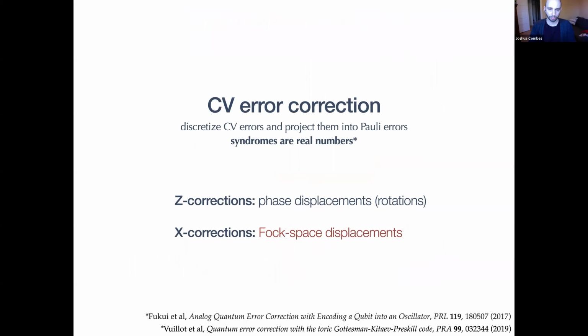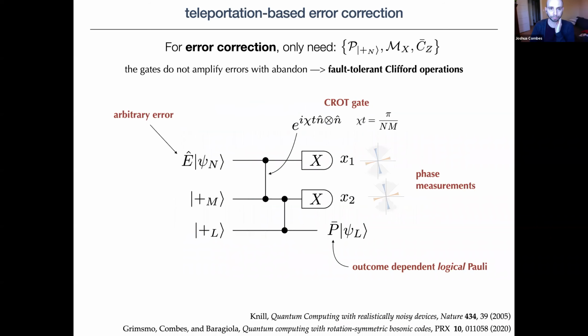With continuous variable error correction, the syndromes are often richer than the binary syndromes we get out of qubit codes. In the case of our phase measurement, the syndrome is a real number. The Fock measurements, of course, and the photon number measurements are integers, but we will not be doing them. And like I said, we're going to avoid doing these Fock-space displacements because they're very unphysical.